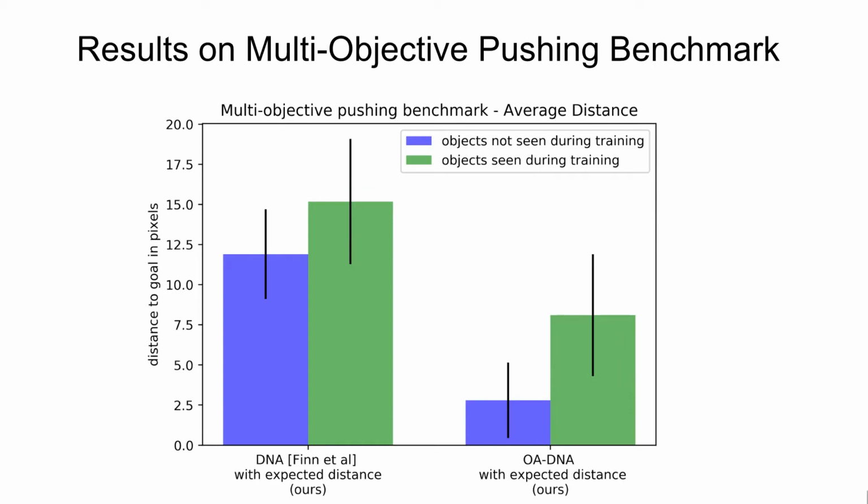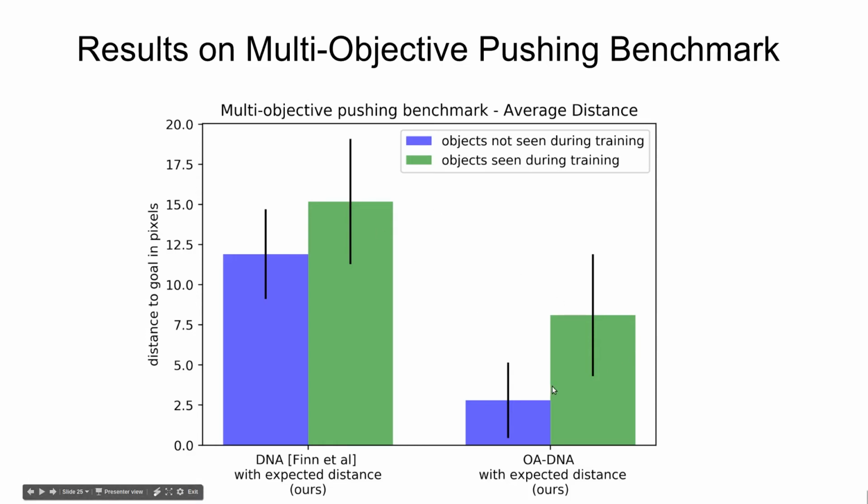We perform a quantitative comparison between the OADNA model and the DNA model, which uses our expected distance cost function explained earlier. 8 different tasks which require the arm to occlude an obstacle during movement were defined with 2 novel and 2 scene objects. The average distances to the goal for the case of novel and scene objects are shown by the blue and green bars. We show that on average the OADNA model is able to bring the object much closer to the goal and is also leaving the obstacle closer to its original position.